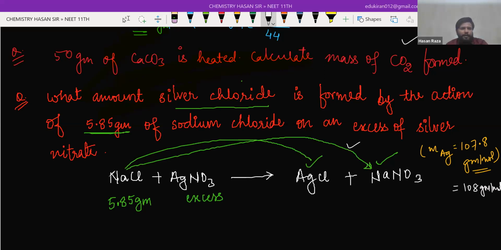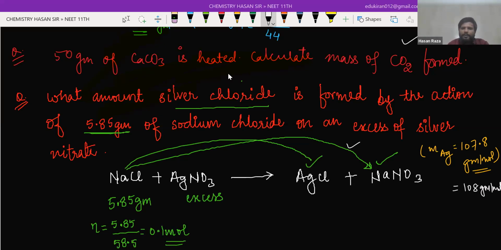Is that clear? Now, whenever mass, number, or volume is given, you are going to calculate number of moles. Number of moles is equal to given mass upon molar mass. Can anyone tell me the molar mass of NaCl? If you calculate, it is 58.5. That means it comes out to be 0.1 mole. Is that clear, everyone? Yes, sir.